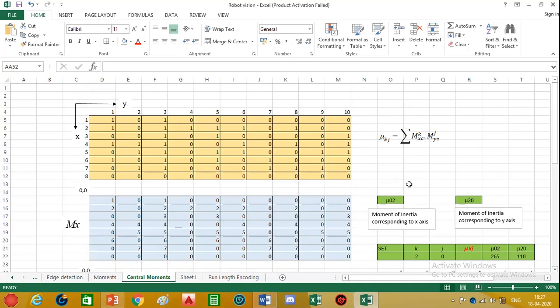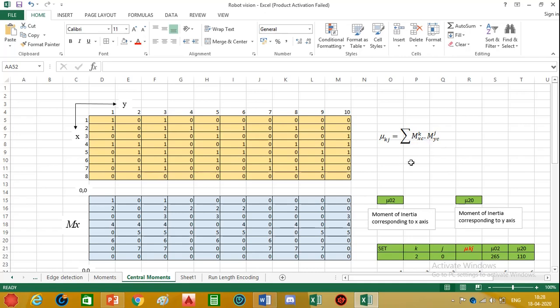Once the centroid is obtained, the central moments mu can then be obtained. These are the moments with respect to the centroid. The formula to compute the central moment is the summation of mxc to the power of k multiplied by myc to the power of j, where mxc and myc represent the moment with respect to the centroid and corresponding to x and y axis respectively.